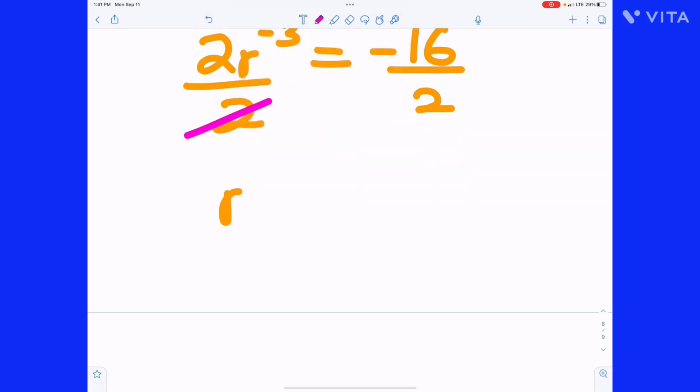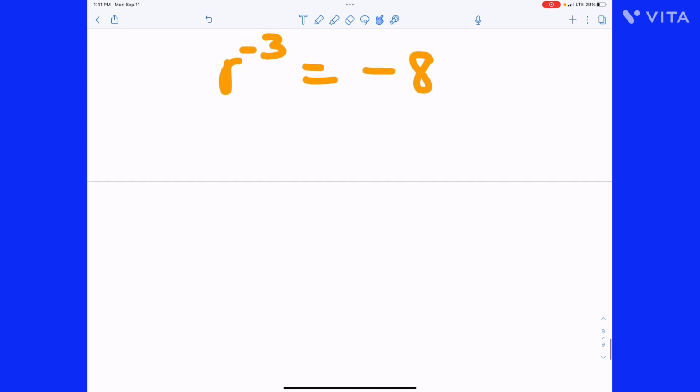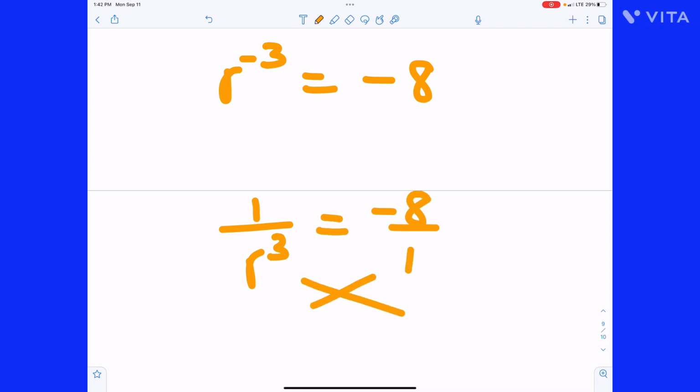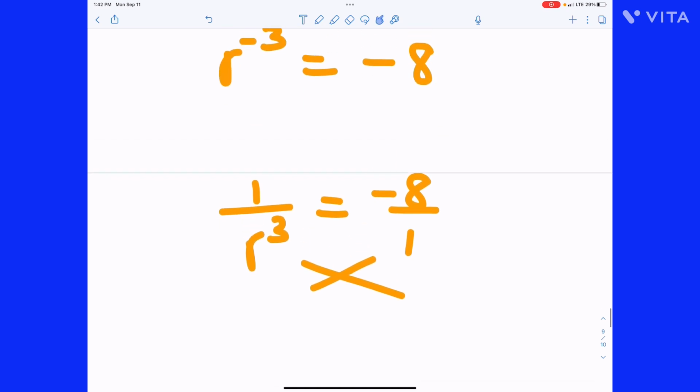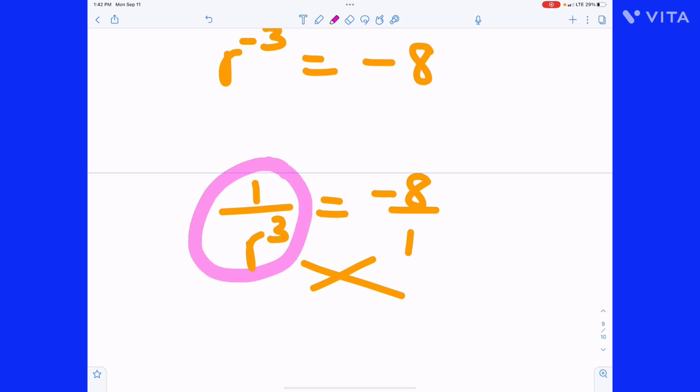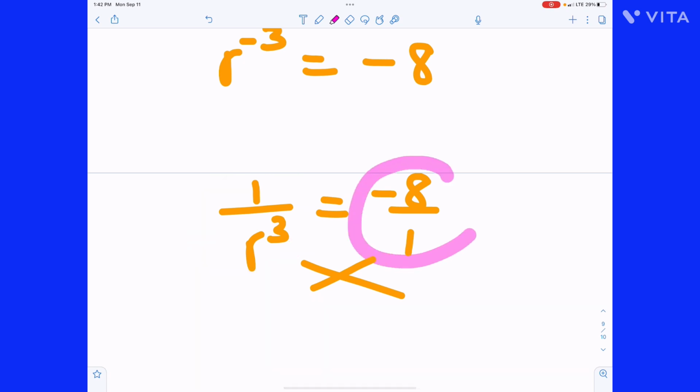Here we divide 2, you will be left with r raised to power minus 3. Then 2 divides minus 16, you'll be left with minus 8. So my answer is r raised to power minus 3 is minus 8. Now, r raised to power minus 3 is the same thing as 1 over r raised to power 3 is minus 8 over 1.